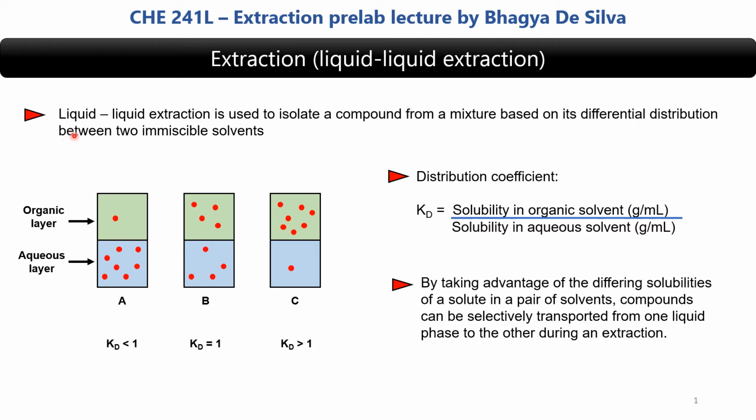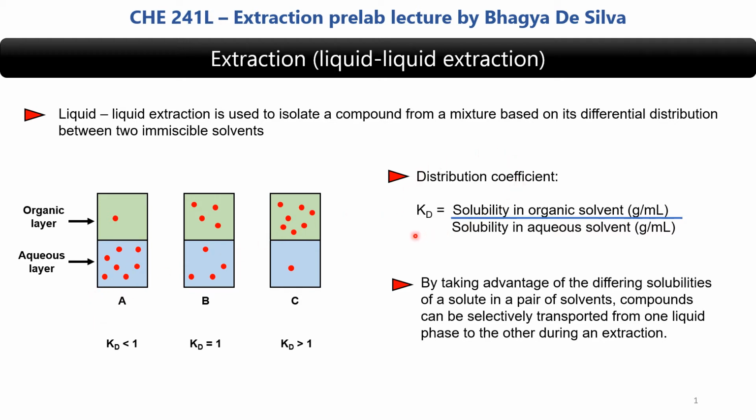The distribution of a compound between an organic solvent, which is usually going to be nonpolar, and an aqueous solvent, which is polar, can be described by the distribution coefficient. It is a ratio of a particular compound's solubility in an organic solvent versus its solubility in an aqueous solvent. So we're showing here the distribution of this red compound between an organic layer and an aqueous layer.